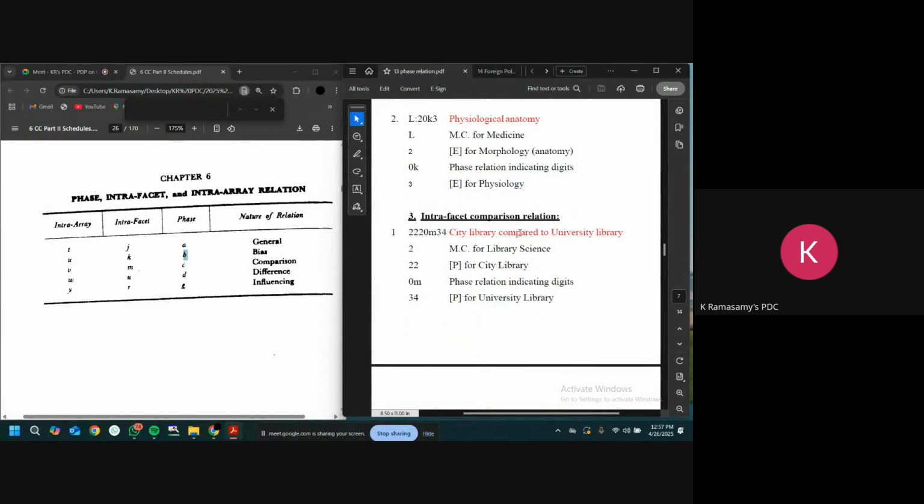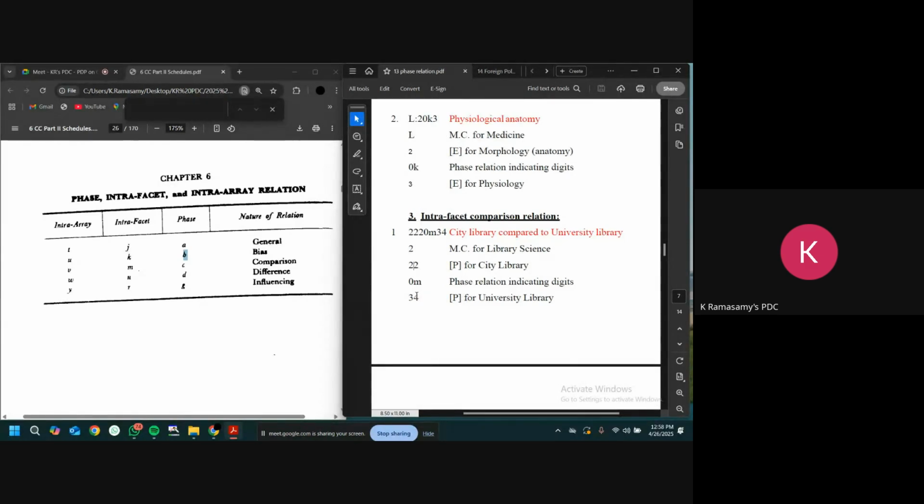City library compared with the university library. So where are these located? The number for city library is 22. The number for university library is 34. Both are within the main class called library science, so 2, 2, 3, 4. Same class, but city library is in the second bench and university library is in the third bench.